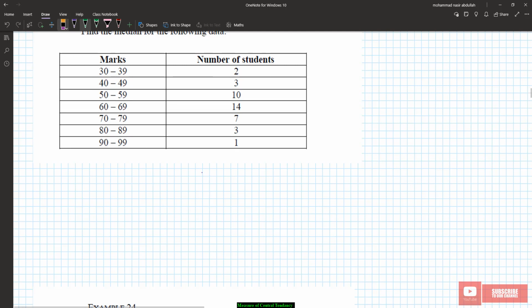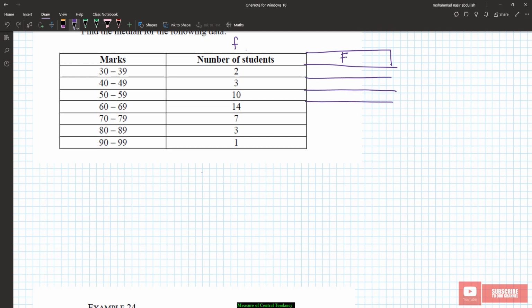So now, first step is to construct a cumulative frequency. This is the frequency value. Construct a cumulative frequency. So this one should be starting from 0. This is 2, 5, 15. This is 29, 36, 39, 40. Right? So this is the first step.